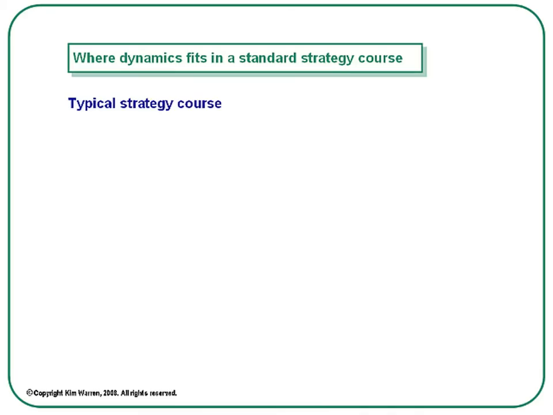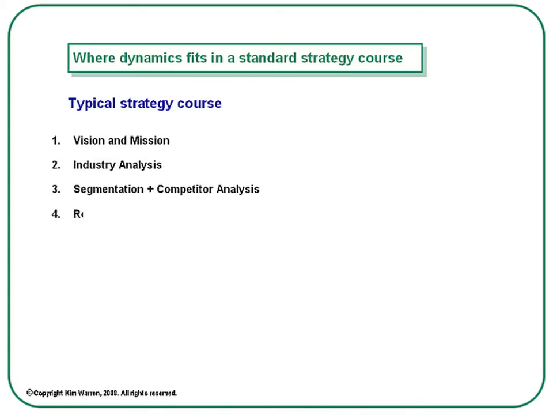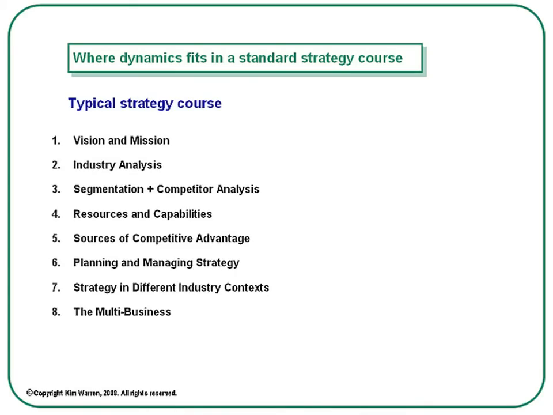Although strategy courses vary widely in their outline, they will typically cover the following broad topics. Starting with the importance of specifying a vision and mission, the course will move on to understand the industry in which the firm's competing and the competitors involved in that industry. It will look at the resources and capabilities involved, the sources of competitive advantage, and then pay some attention to how the strategic planning process works.